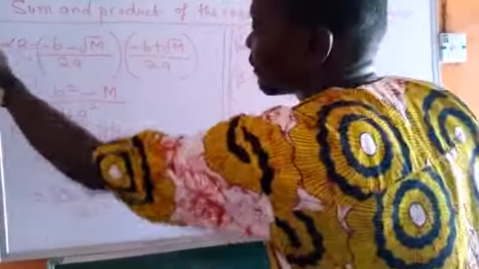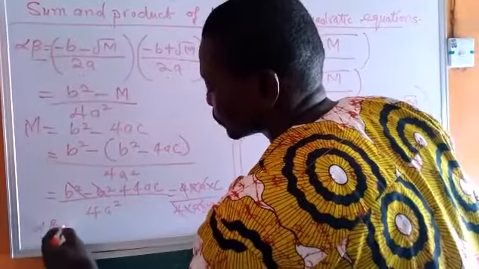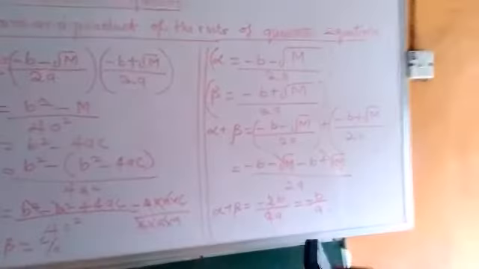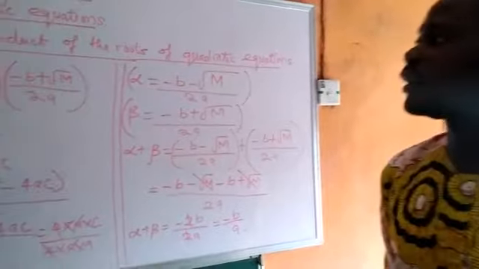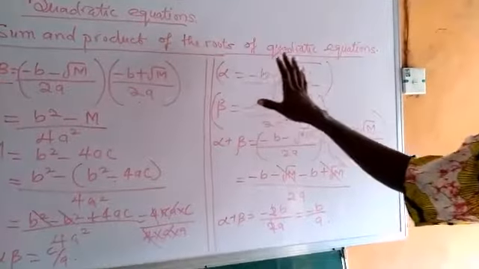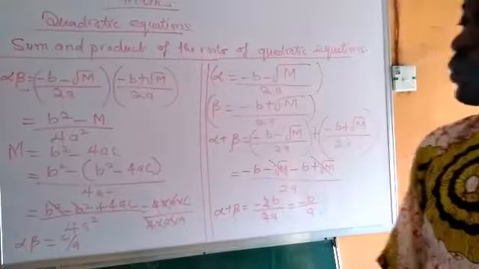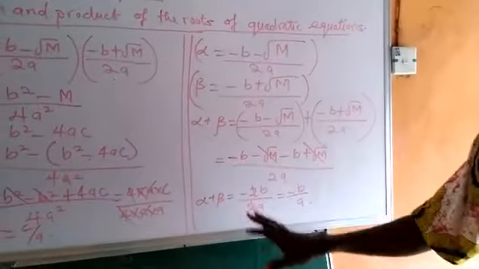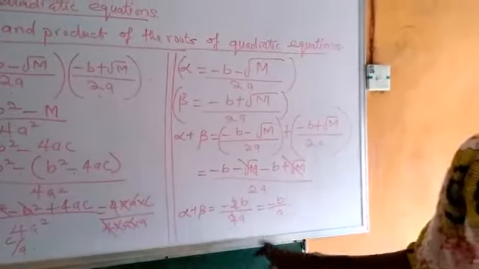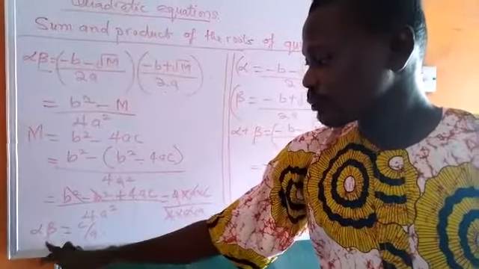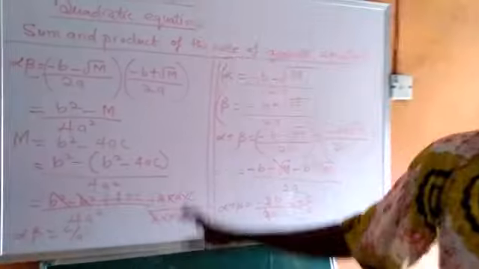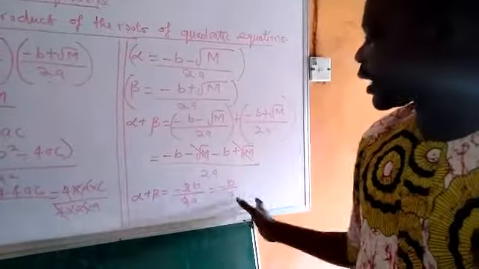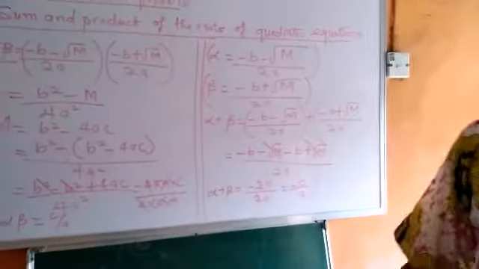That means alpha beta equals c over a. So this is the product formula for finding the roots of any quadratic equation. As we have said, the sum formula is alpha plus beta, which gives us minus b over a, while the product is alpha times beta, which gives us c over a. So let's now use these two formulas to solve an example.